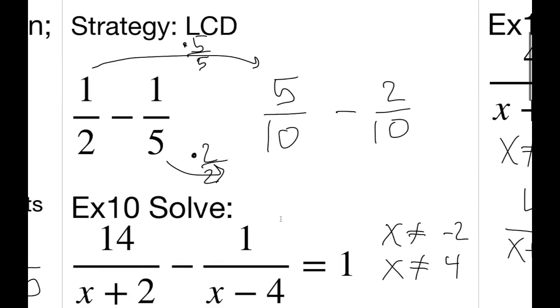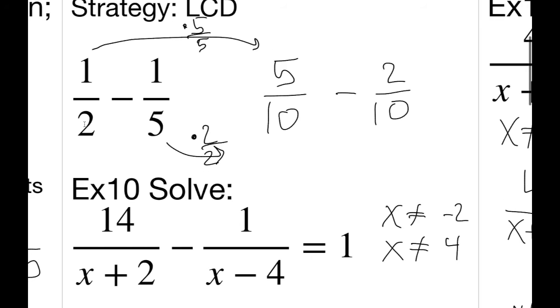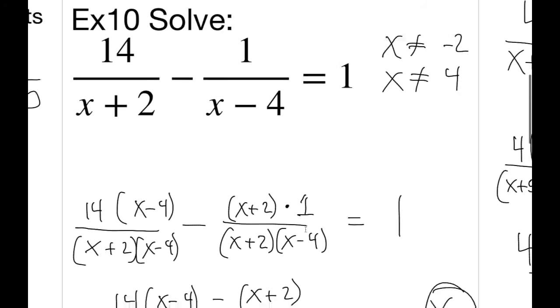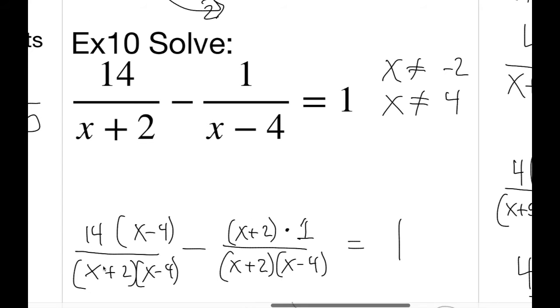Let's find a least common denominator. Just like here, 2 times 5 is 10, and there's nothing lesser. x plus 2 times x minus 4 is going to be our least common denominator. And you can see it here: x plus 2, x minus 4, x plus 2, x minus 4. That's the least common denominator. It's an ugly one. It's extremely algebraic. It's different from what we're used to, but it is the least common denominator.